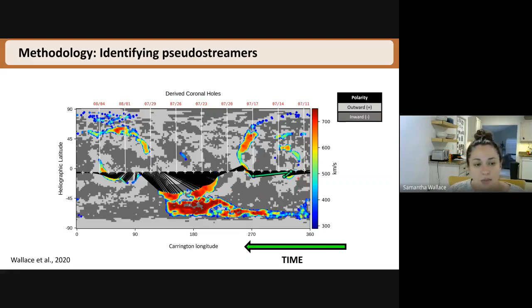So here's an example in green of a potential pseudostreamer. We have 2 coronal holes that are near each other. They're both in the light gray, so they're both outward polarity. And these dates correspond to when the solar wind would have left the sun, as opposed to when it would have arrived at the spacecraft 3 to 5 days later. So in this case, solar wind is emerging from the sun on July 12th, if they're the pseudostreamer.